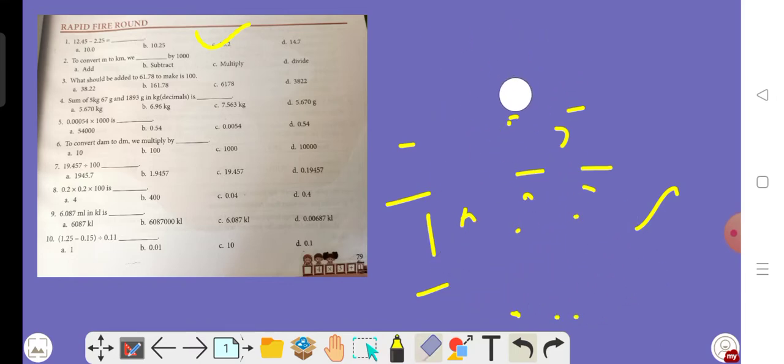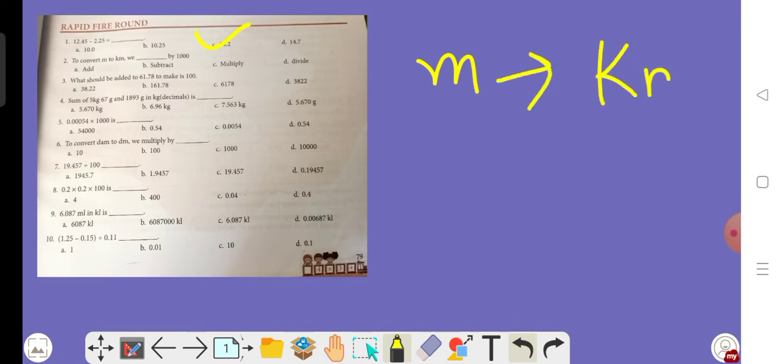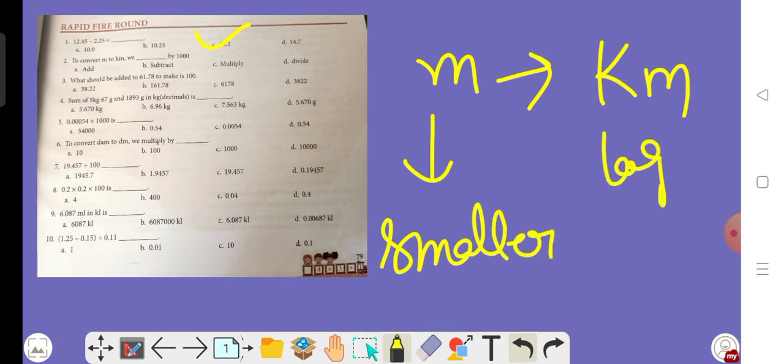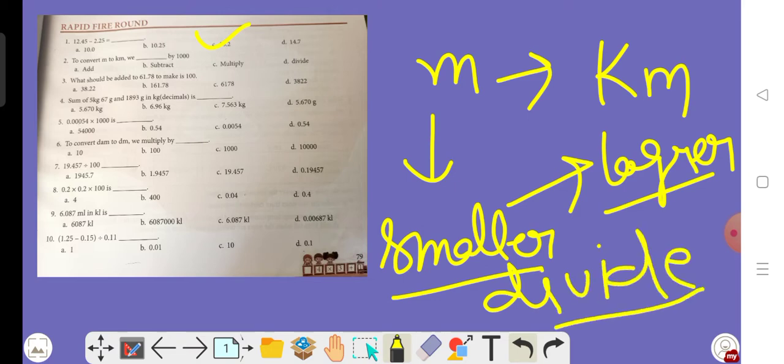To convert meter into kilometer, we have to tell whether we divide by 1000, multiply, subtract or add. As you know, meter is a smaller unit and kilometer is larger. And we know that when we have to convert a smaller unit into a larger unit, then we have to divide. So we have to do the division. So option number D is correct.